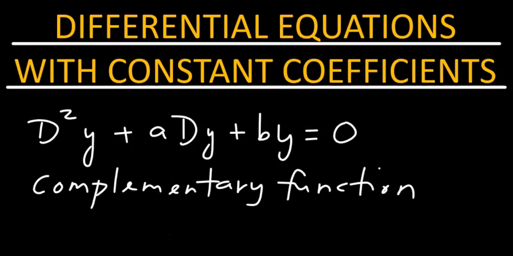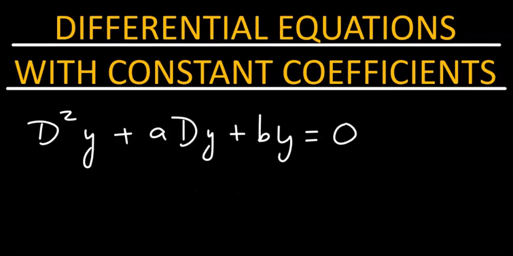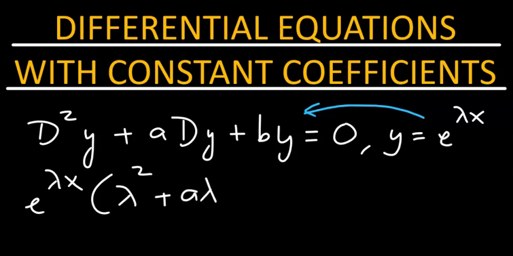We shall find the complementary function to this equation because it is indeed the general solution of this equation. In order to get the complementary function, we first substitute y = e^(λx), where λ is a constant. When we substitute this into that equation, we get the following result: e^(λx)(λ² + aλ + b) = 0.